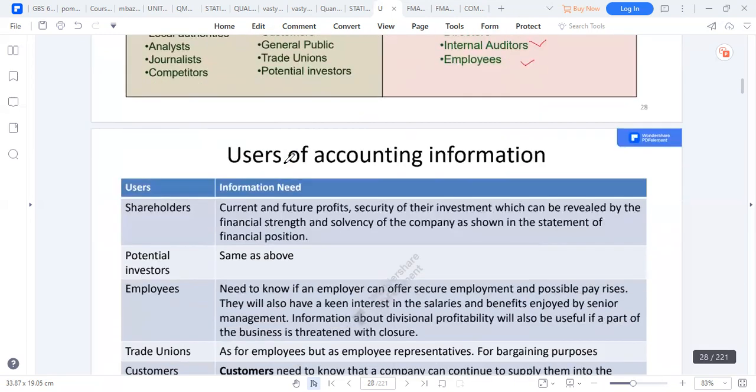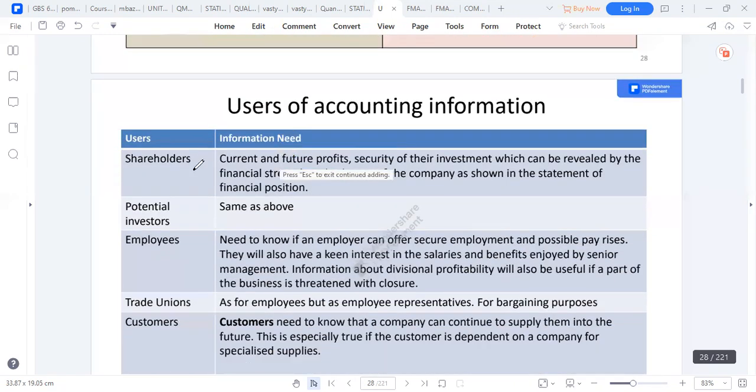Exactly. All right, thank you so much. So shareholders need information for future and current profits. These are the owners of the business. Whilst they're in the business, their interest is the dividend. So they want to see whether there is financial strength in this company and they're doing fine so they could claim. Same with potential investors.